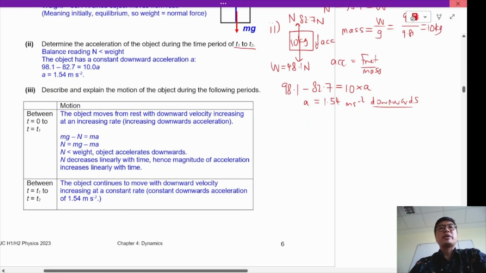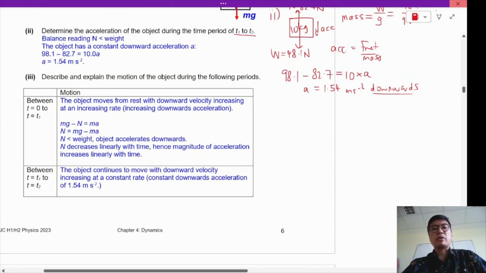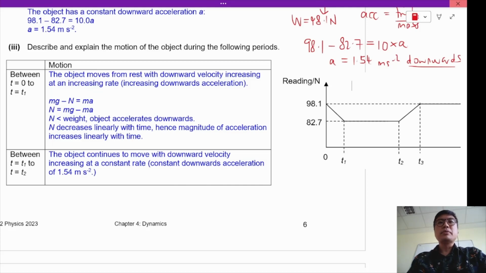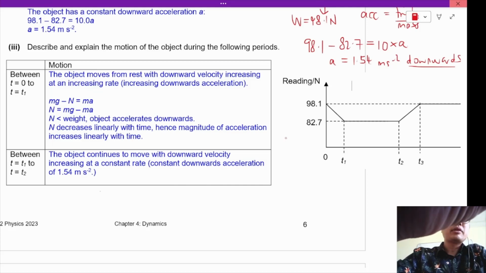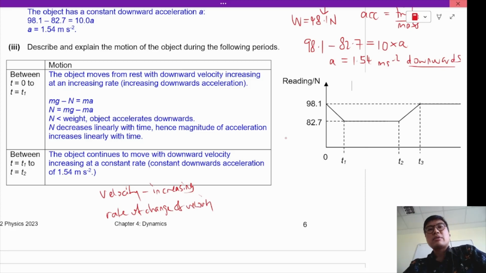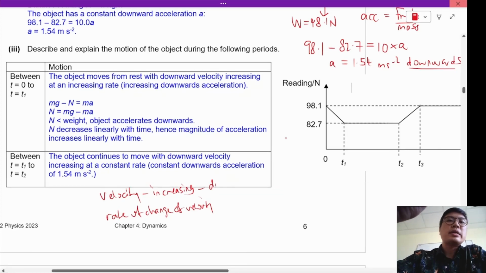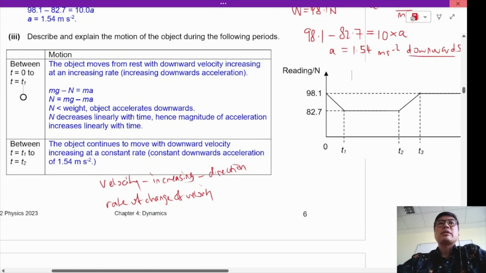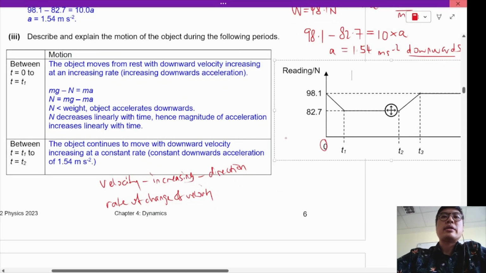So let's describe and explain the object motion during the following periods. I just want you to remember that when we describe the velocity, it should be described as increasing, decreasing, or constant, along with the direction, and also the rate of change of velocity. So what is the velocity between period 0 and t1?